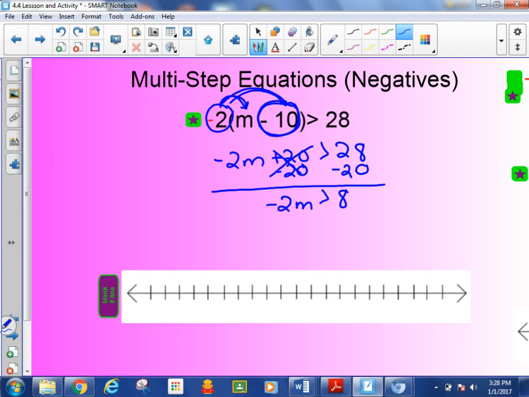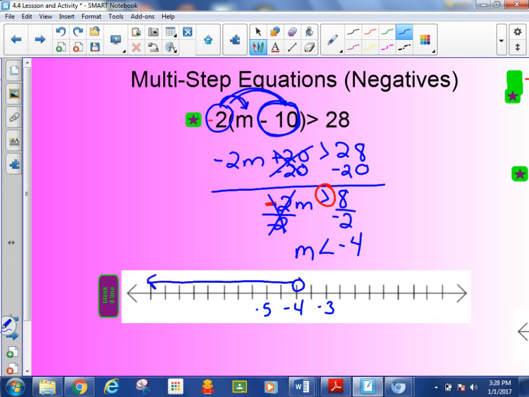Okay, so my negatives here, we're doing some multiplying. I got to reverse that. So it's going to become, when I move it and divide by negative 2, taking the negative with it, m is less than, and then 8 divided by negative 2 is a negative 4. So negative 4, negative 5, negative 3, open circle on negative 4, and m is the smaller number, which would be that direction.